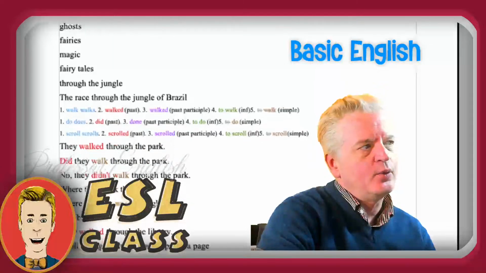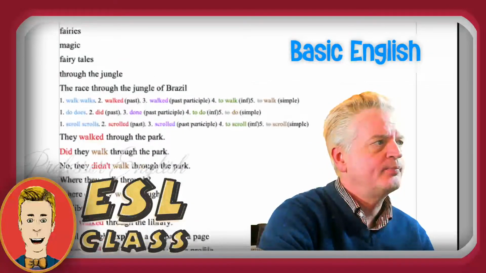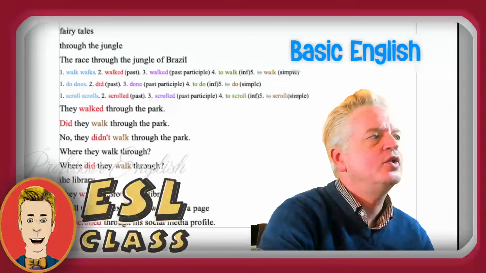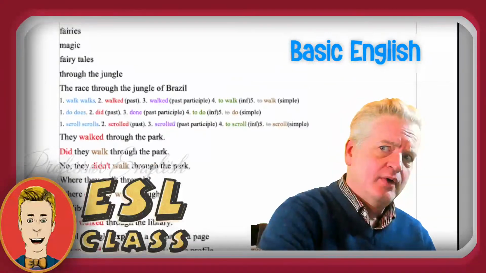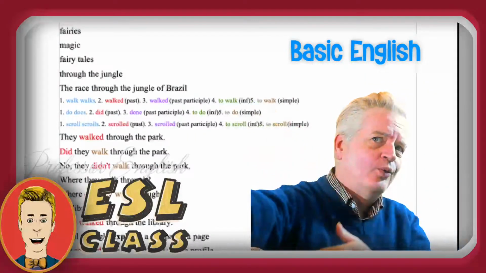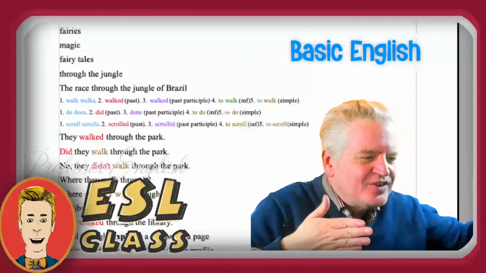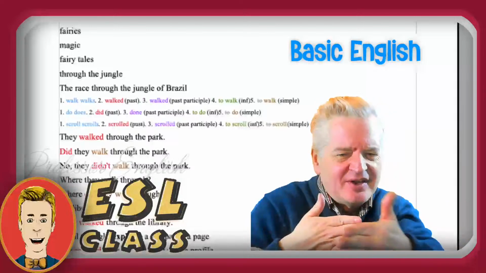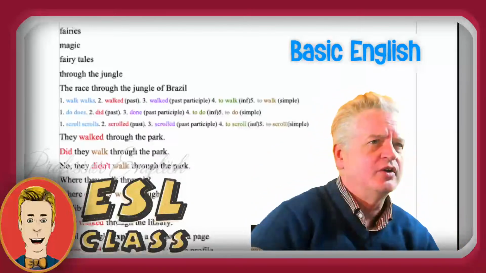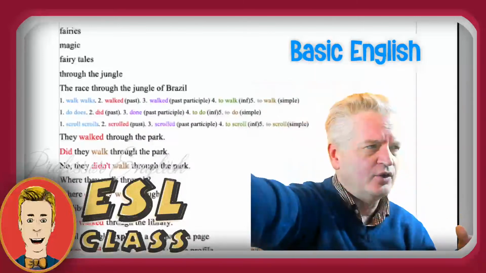Okay, and then the word through was a new word for this person. In the article, they were talking about the race through the jungle. That means they entered the jungle and then they completed it to the other end. So through means you start in one place, you go through the entire thing, and then you come out the other end. It means you start in one point and you go in the middle and you come out the other end.